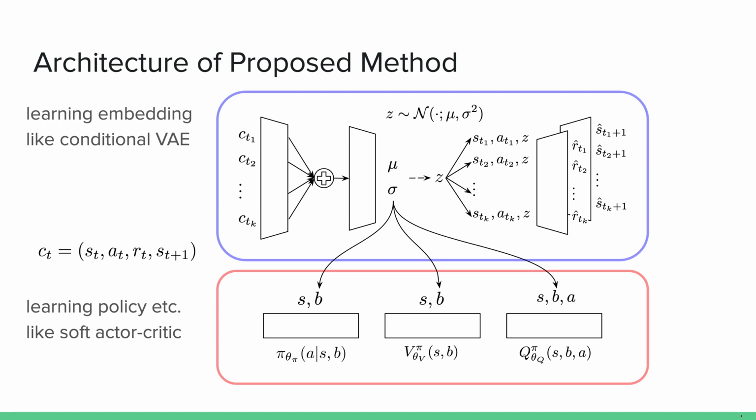The learned distribution is used as a part of the input of the policy, Q function, and V function. They are trained like soft actor-critic. All are trained in an off-policy manner.